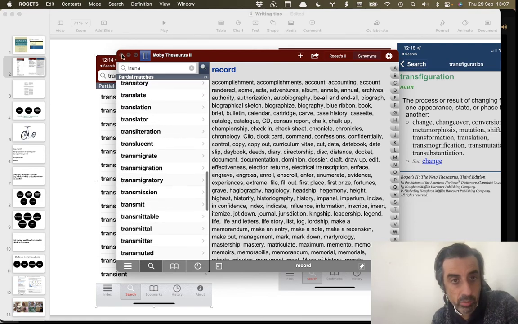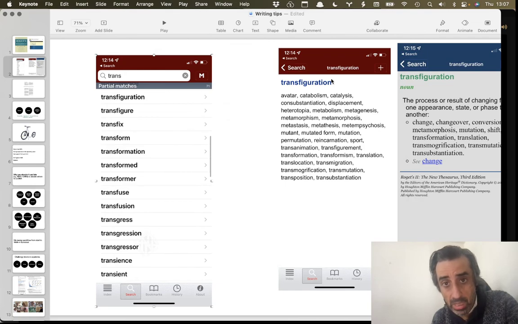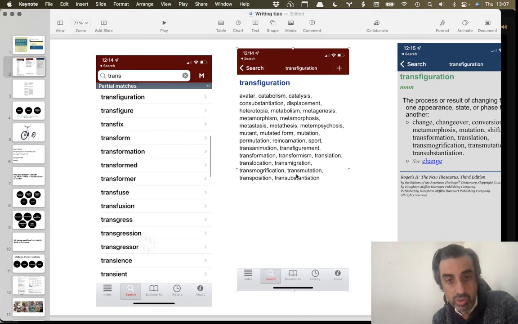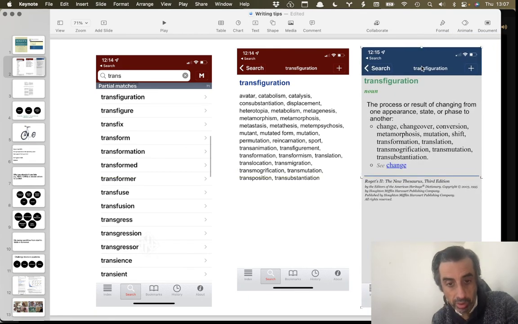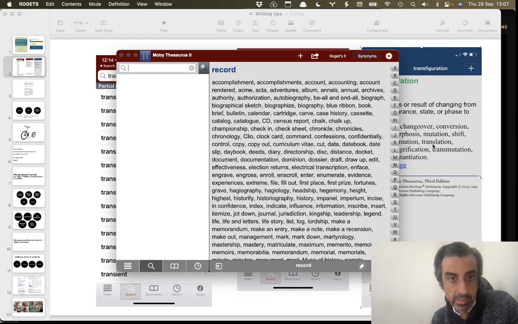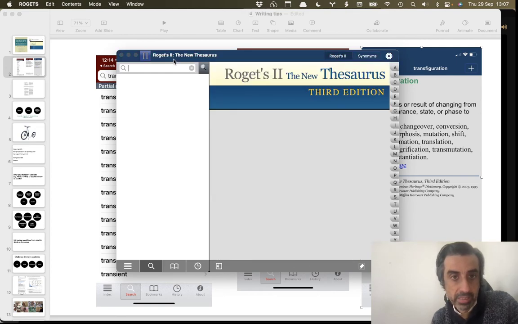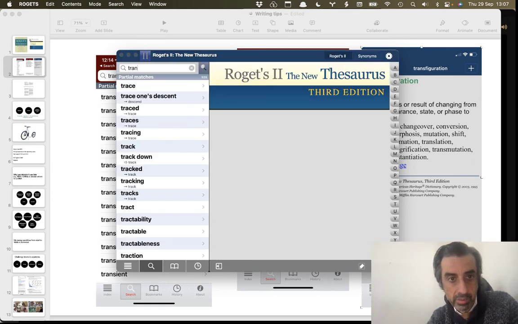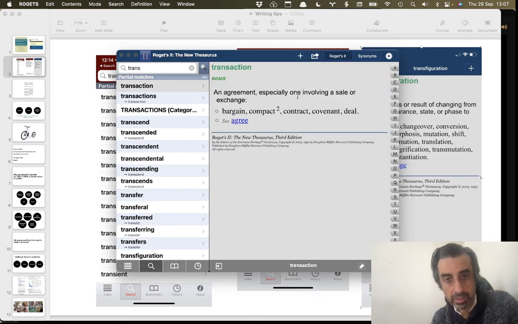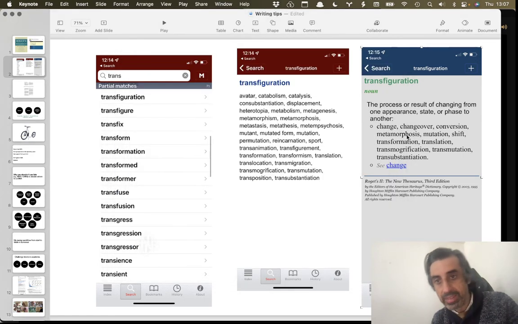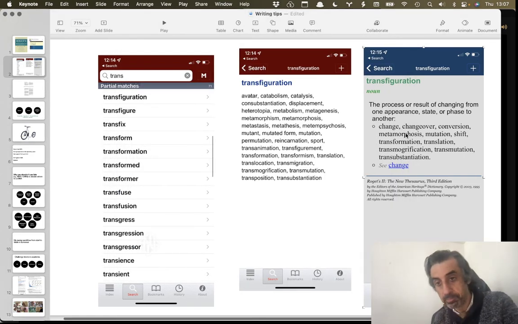Basically then what I did is I looked at the synonyms for each word, but I also looked at the definition. So Roget's also has the definition. If you click here, you see synonyms. Where is it? Now I have the dictionary, right? So let's just put transfiguration here. So it's a dictionary. So I looked at the definition.